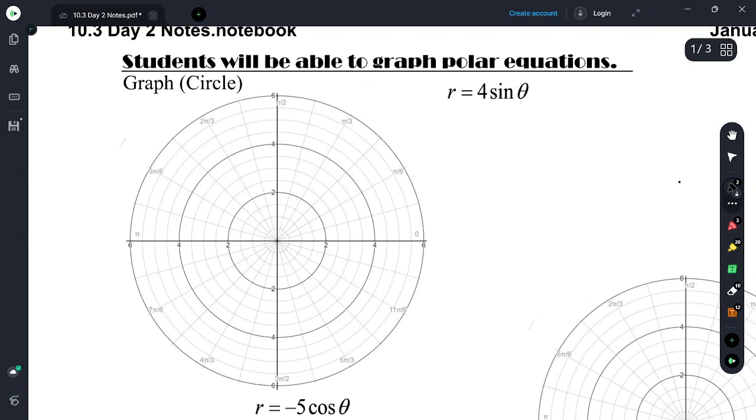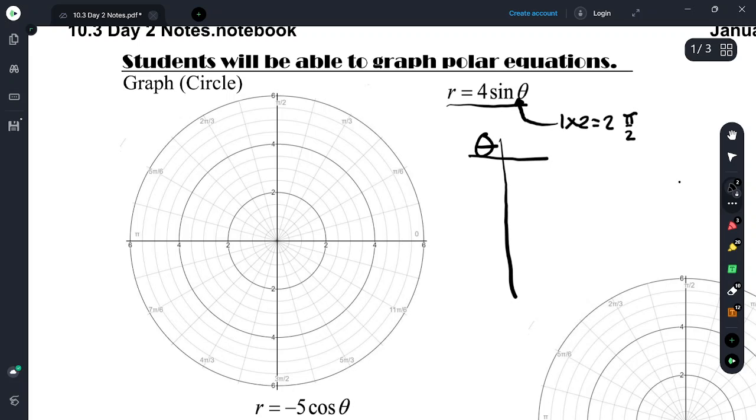This is 10.3, day 2, and we're going to be graphing polar equations. We're going to start with y equals 4 sine of theta. Now, the rule that I've kind of come up with is you take the coefficient of theta, which is 1 here, and we're going to multiply times 2. And that's 2, of course. And we're going to count by pi over 2's in our chart.